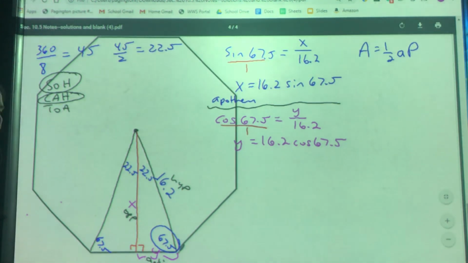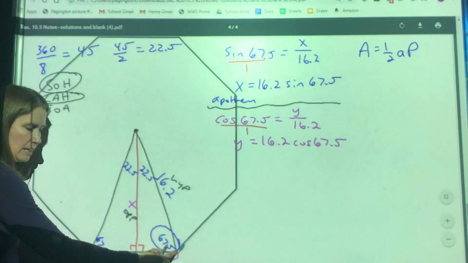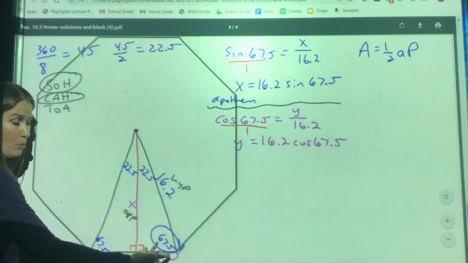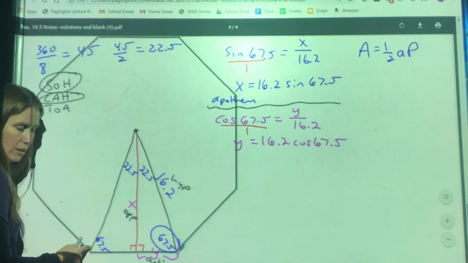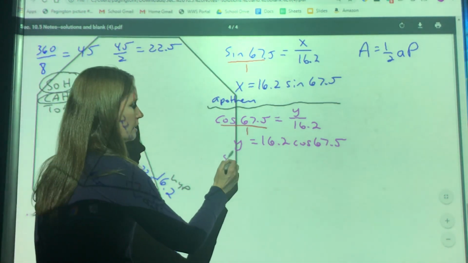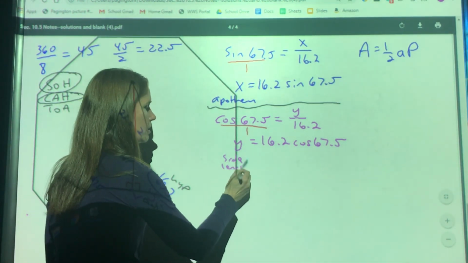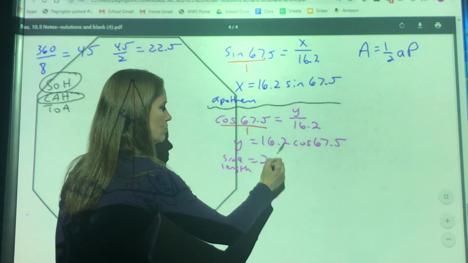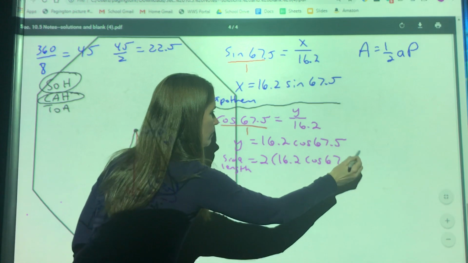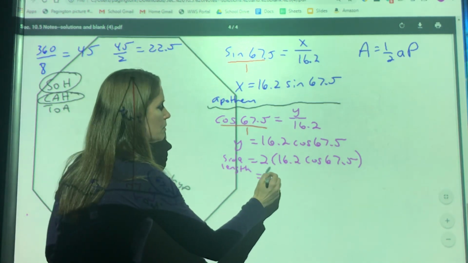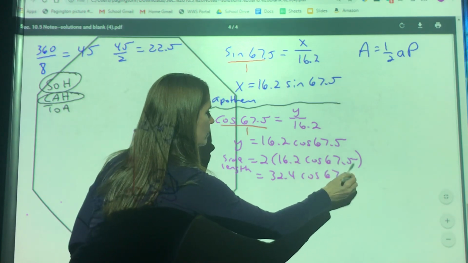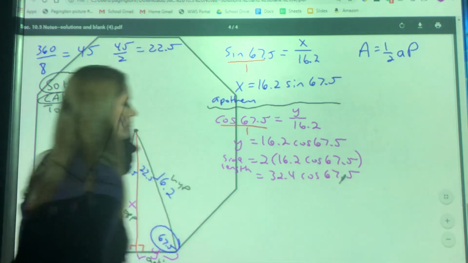Okay, but be really careful. If I want to find the perimeter, I need to know what this whole length is from here to here. So think, what do I do to this to get the whole length across? I have to double it. So to get one side length, I have to go 2 times 16.2 cosine of 67.5, and that gives me 32.4 cosine 67.5.